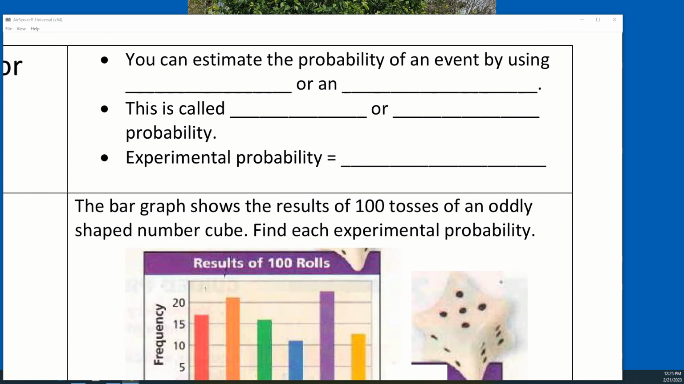So, you can estimate the probability of an event by using data or an experiment. And that is called experimental or empirical probability.